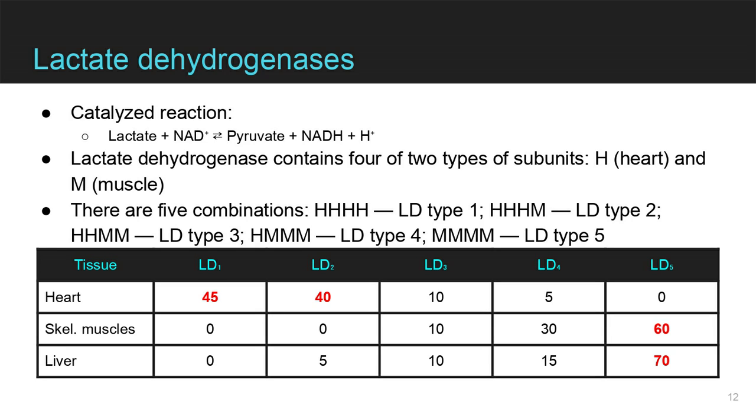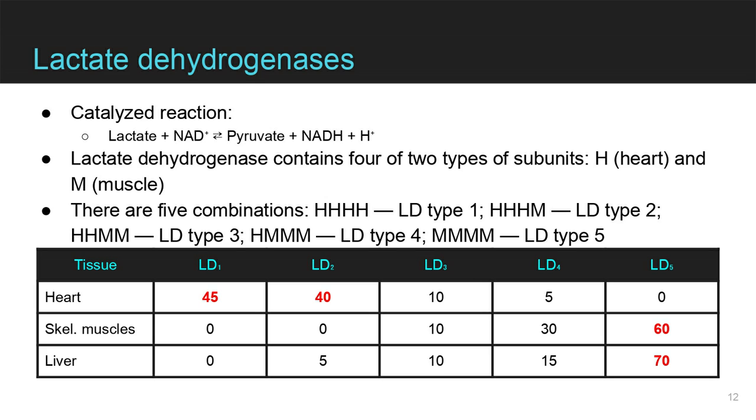The second marker is lactate dehydrogenase. We know several types of this enzyme. The main function of this enzyme is catalyzing the conversion of lactate to pyruvate, and this reaction is reversible. We know several types of lactate dehydrogenases.